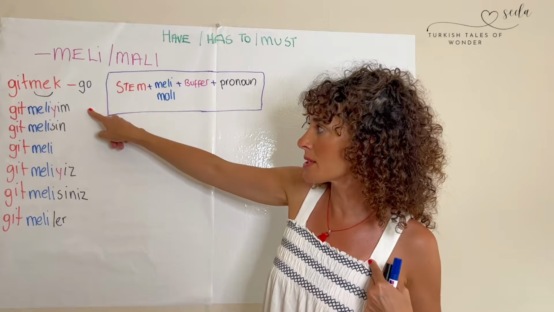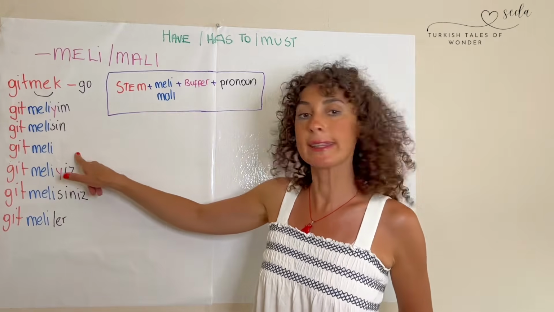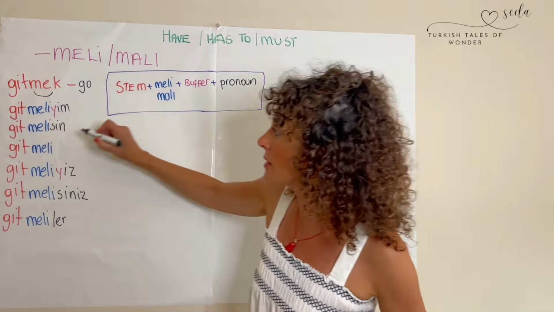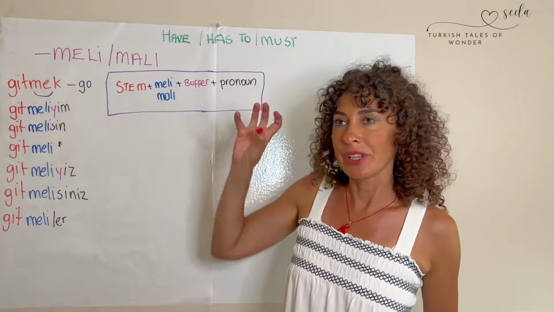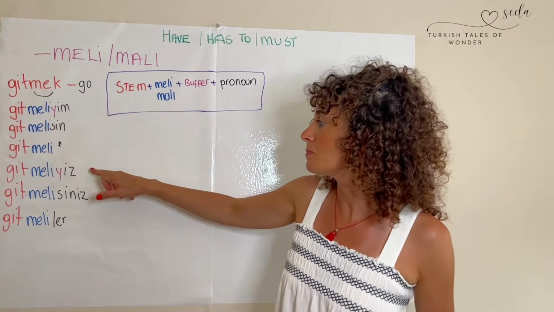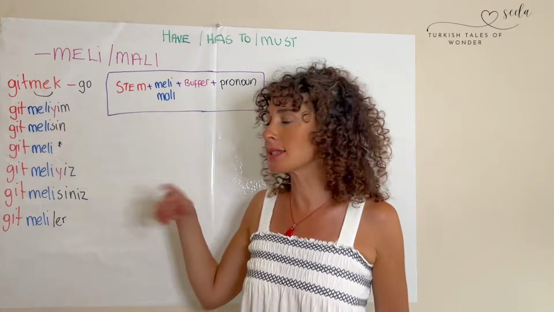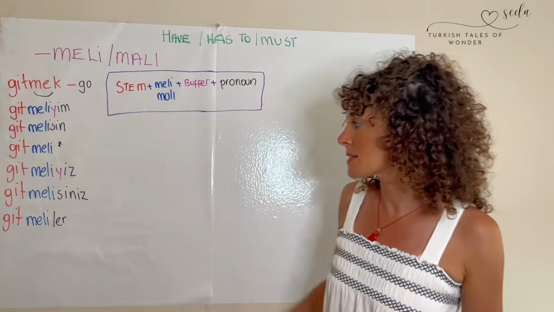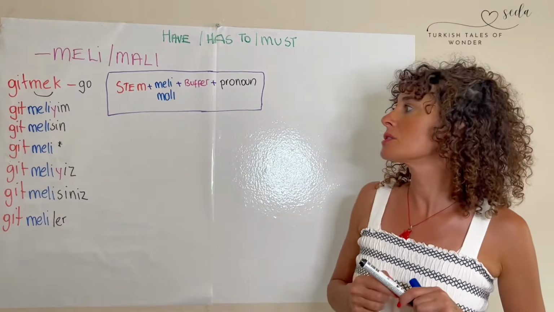Gitmeliyim, I must go. Gitmelisin, you, singular, must go. Gitmeli, he, she must go. Always the easiest one, the third person singular, huh? The shortest one always. Gitmeliyiz, we must go. Gitmelisiniz, you, plural, or you, singular but formal, must go. Gitmeliler, they must go. Okay?